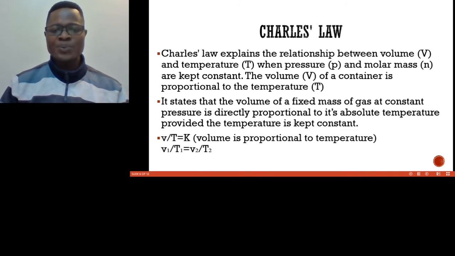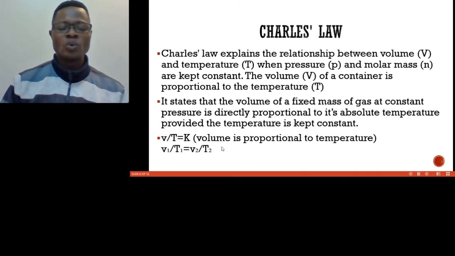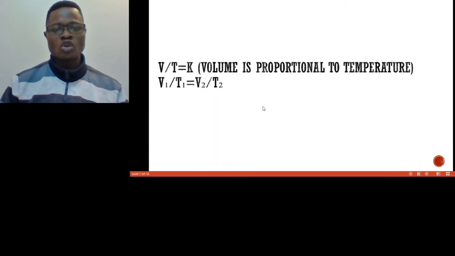Mathematically, we can express this definition as V, which is volume, divided by temperature, is kept constant because volume is proportional to the temperature. So we can do our calculation by asserting the fact that V1 divided by T1 will give us V2 divided by T2. And that is how we calculate this volume of a mass using Charles' law.